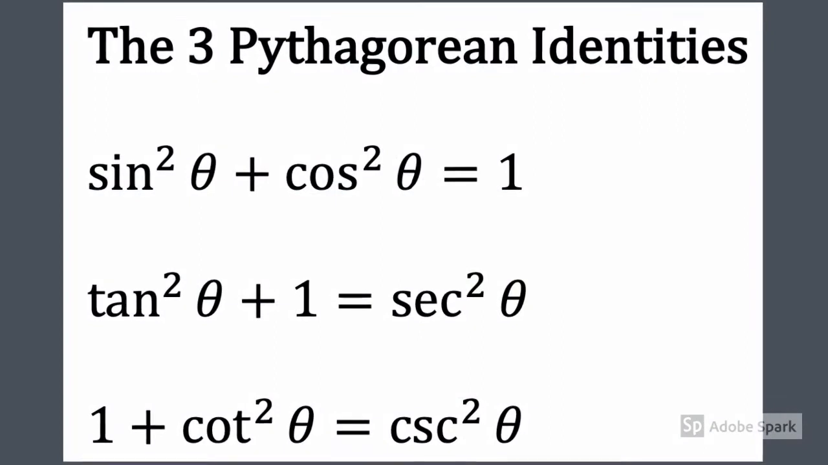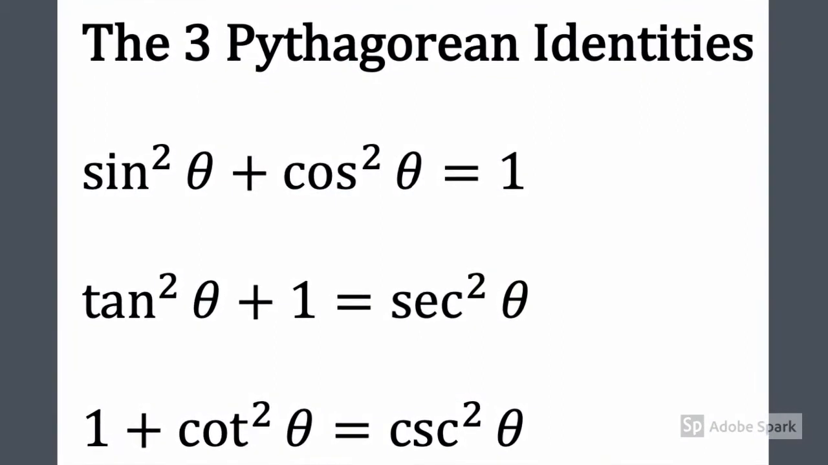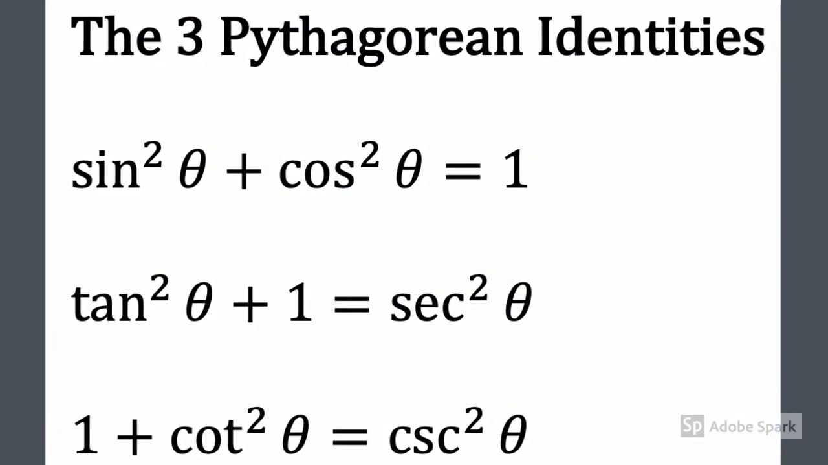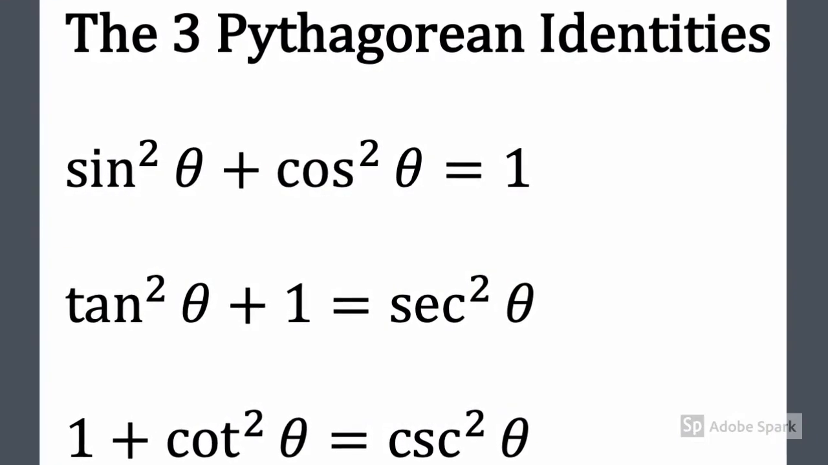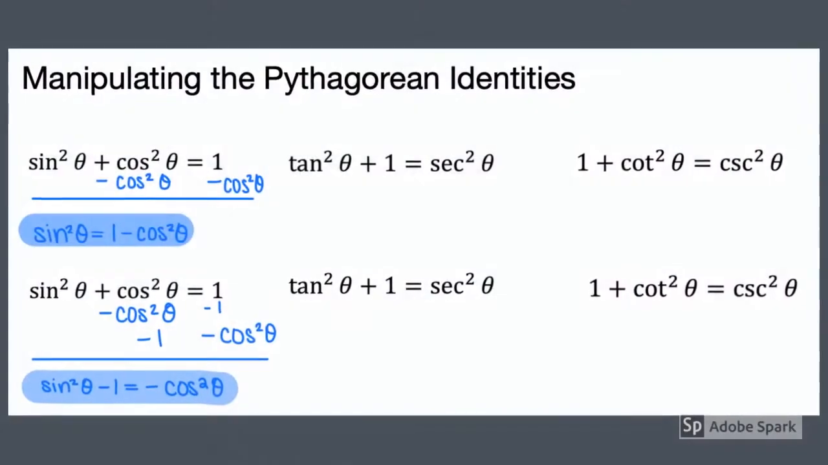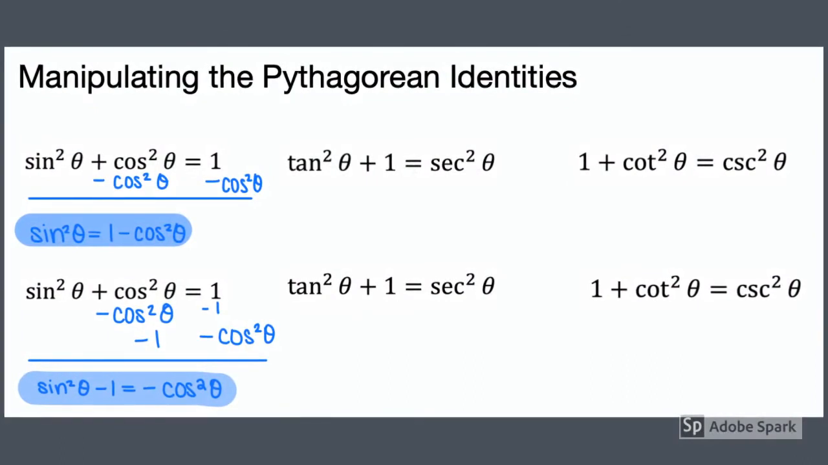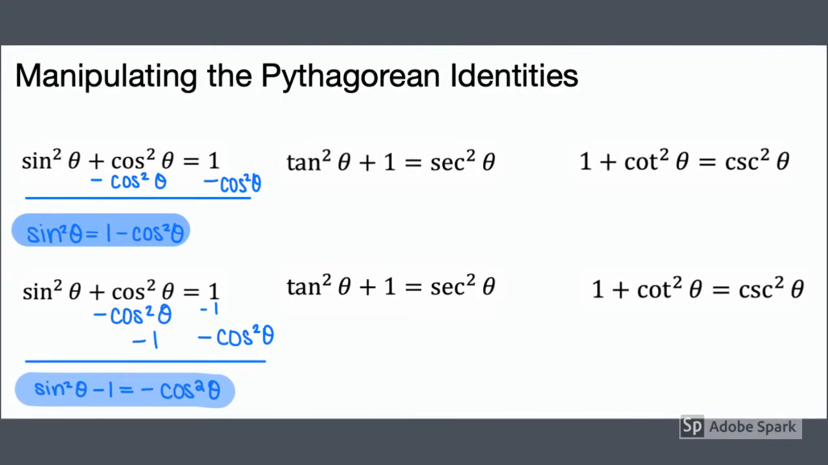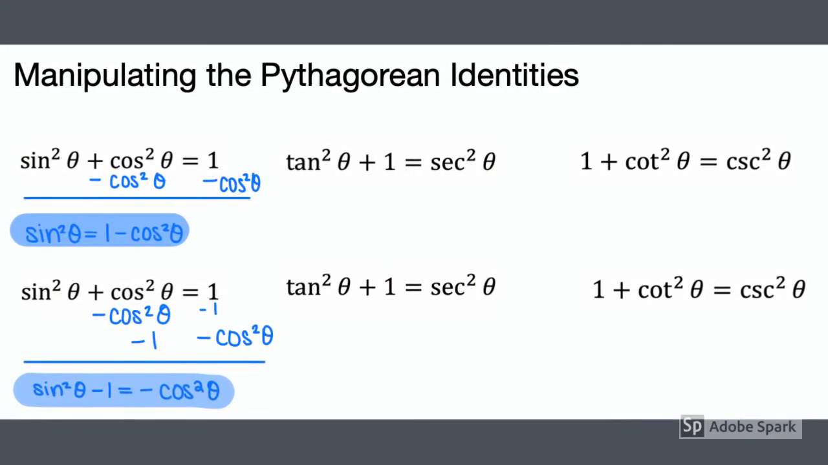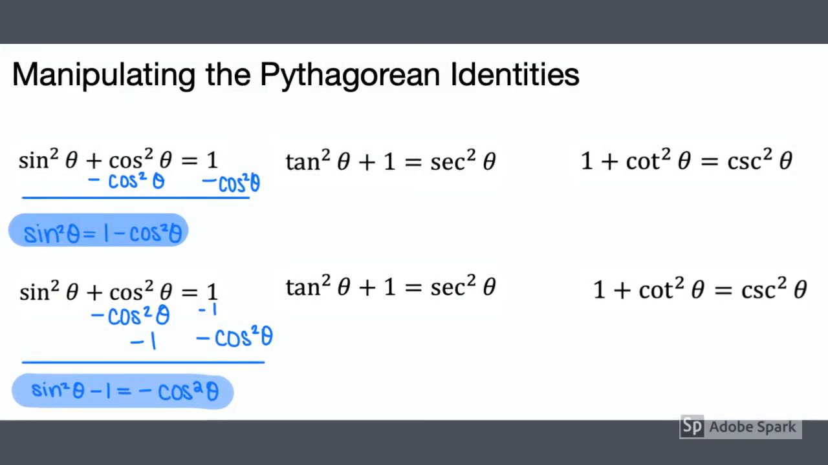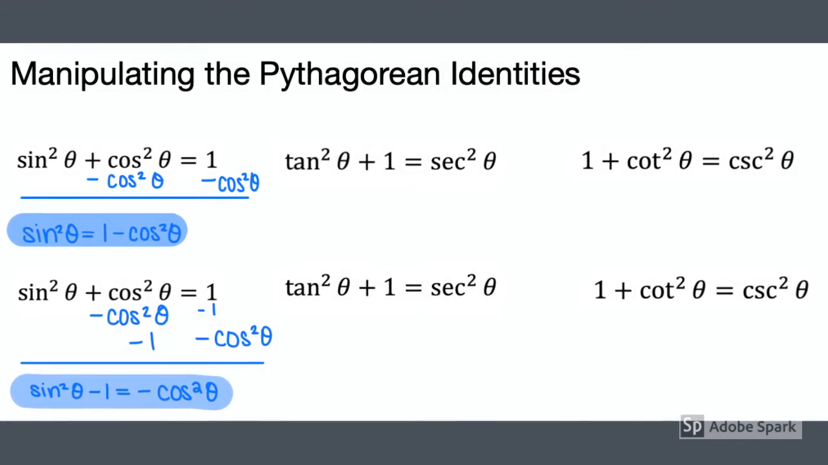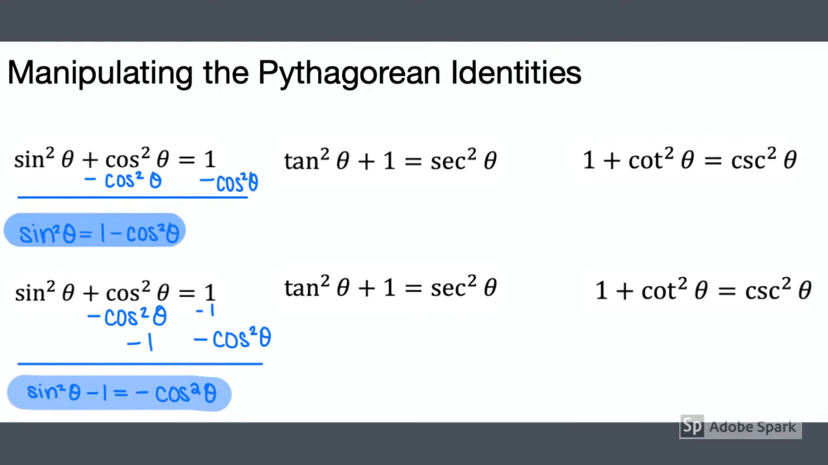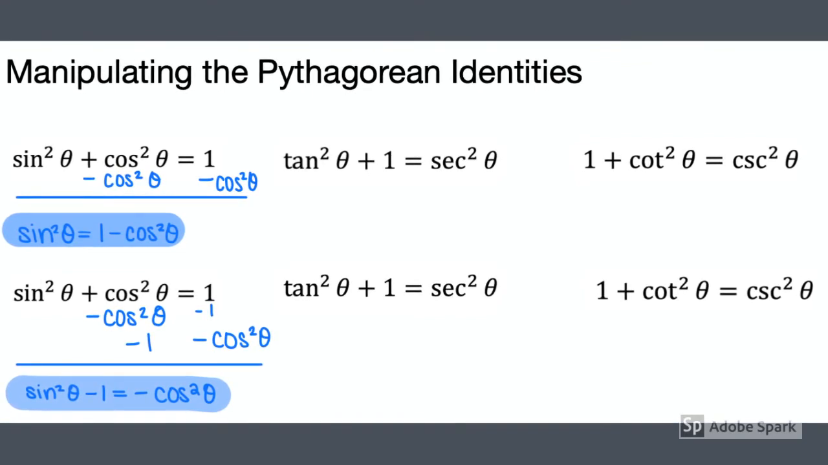So the takeaway idea here is that if you know the first version of the identity, you can always create the second two for yourself by dividing either by cosine squared or by sine squared. Now, the last thing we have to talk about is that sometimes the Pythagorean identities don't show up in their original forms, they show up in manipulated forms. What I mean by that is that you could rearrange the terms in the original identity to create another equivalent identity. I've got two examples on the screen.